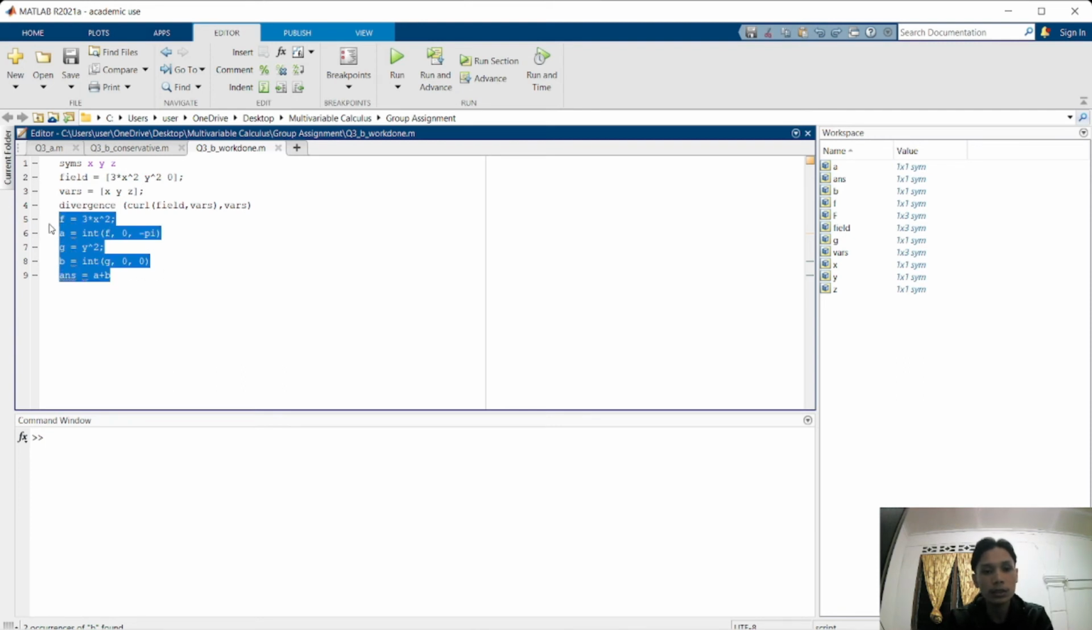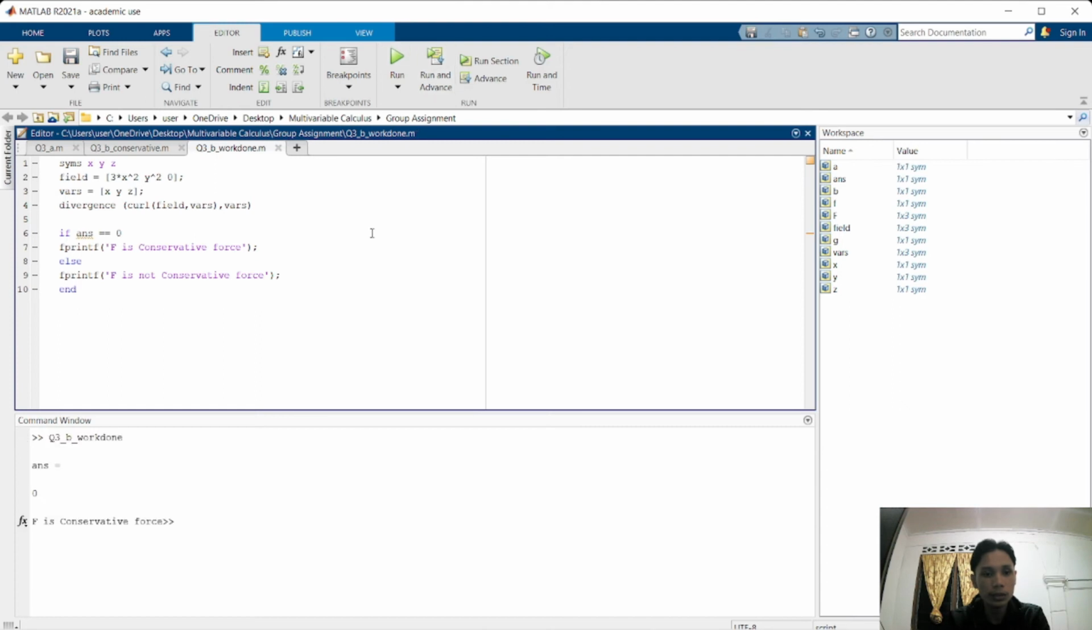So we delete all this function and replace it with a declared function: if the answer is equal to 0, the force is a conservative force, and if the answer is not 0, the force is not a conservative force. We run the process and we get the answer 0, so the force is a conservative force.